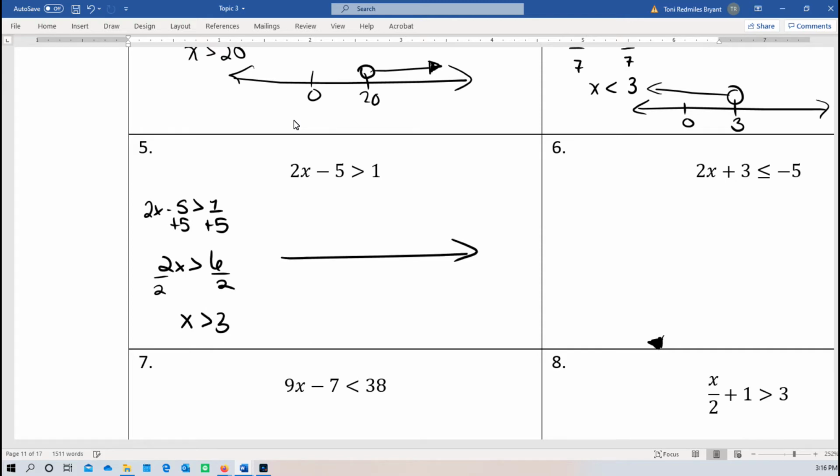Now if I graph those values, I know if I'm looking for a number greater than 3, I'm looking at 4, I'm looking at 10, I'm looking at 1,036, I'm looking at a bazillion, I'm looking at all the numbers to the right of 3.